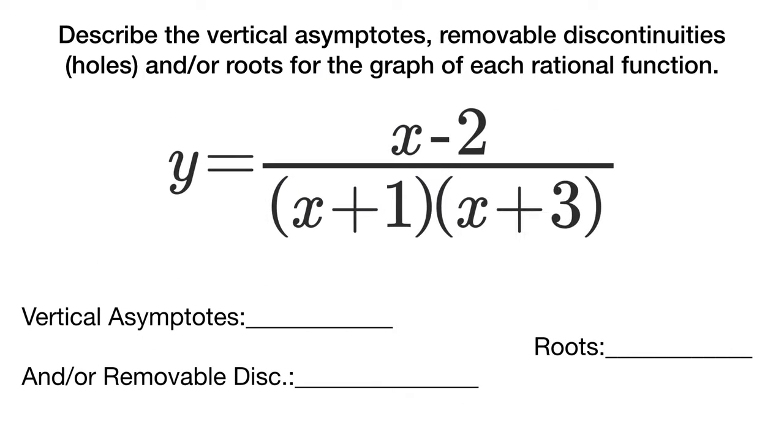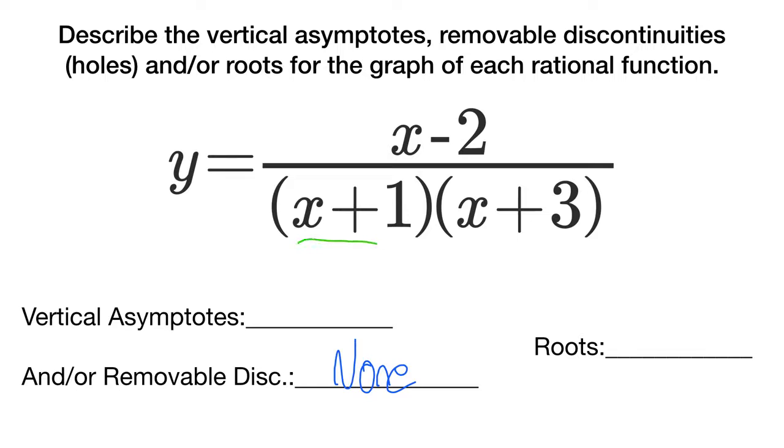So let's look at some examples. We're going to describe any vertical asymptotes we have, removable discontinuities, and/or roots for each of our graphs. First we're going to talk about vertical asymptotes. Well, before we can do that, we need to see if there's anything we can factor. I look at the top and our factor is x minus 2, and on our bottom, neither of those two factors are the same. So nothing is factorable, which means I can already say that there are no removable discontinuities.